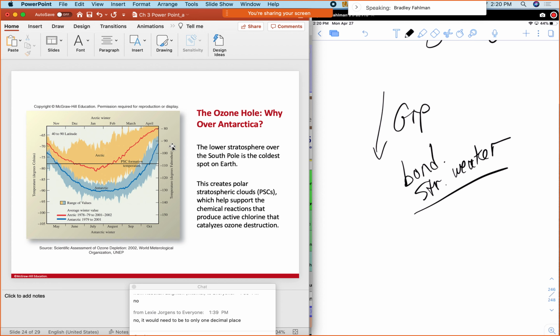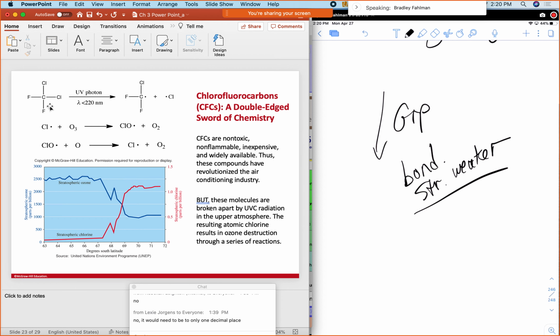And then this one also is an important slide. So why over Antarctica? Why not so much in the North Pole? It really has to do with the temperatures. So this is the average annual temperature in the Arctic. And PSCs are essential for destroying the ozone. So these reactions occur on ice crystals.